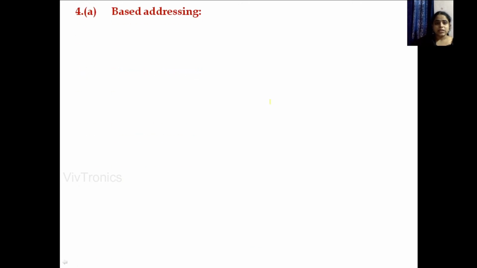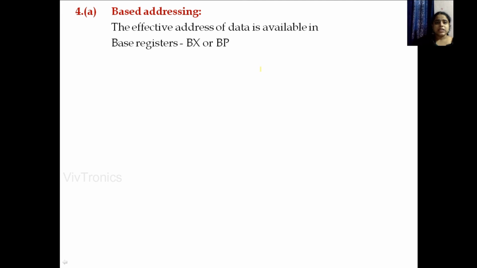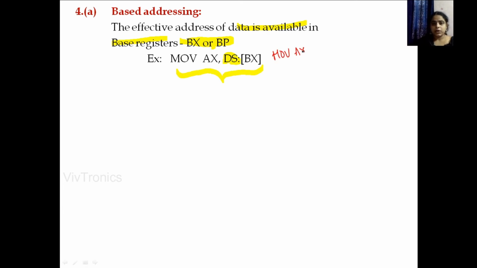Okay. So for this, these are three types as we have discussed: based, indexed and base indexed. In based addressing, the effective address of the data is available in base registers. That means the base registers are BX or BP. We will write the example like this: MOV AX, DS:BX. Sometimes we represent DS, sometimes we don't, or else you can directly write MOV AX, [BX]. Okay, so you can write MOV AX, content of BX.